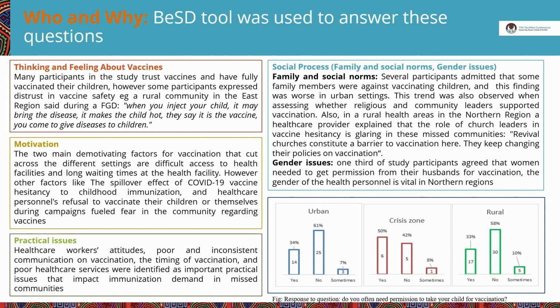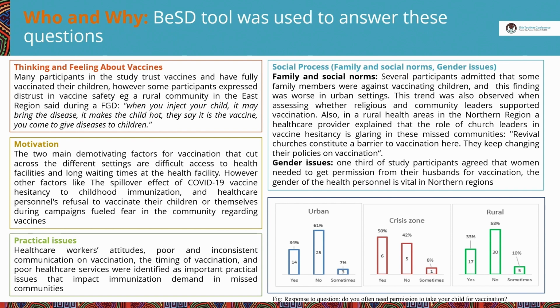And then there was this restriction of movement, particularly in conservative communities like the Muslims, where women are not allowed to go out. And because they're not allowed to go out, the best way to actually reach the children is to do some sort of home-based vaccination.